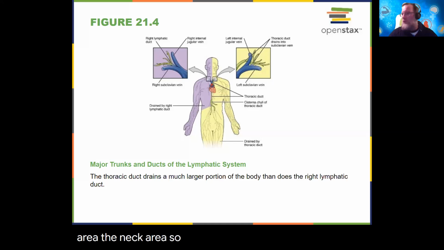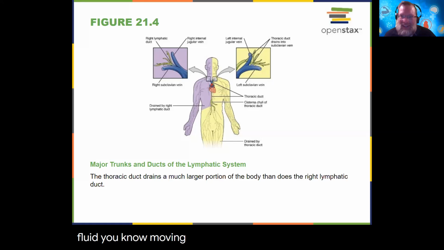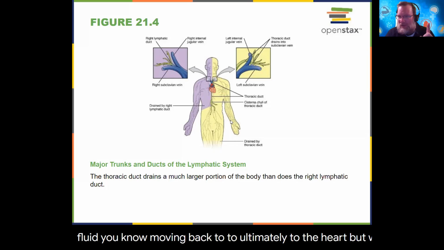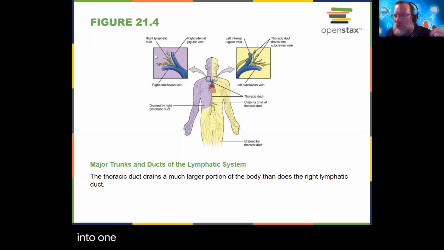So anyway, movement, again, is more reason that a sedentary lifestyle is bad. We need to get that fluid moving back ultimately to the heart. But if it's lymph, we also need it going back towards the heart into one of two ducts, D-U-C-T, duct.